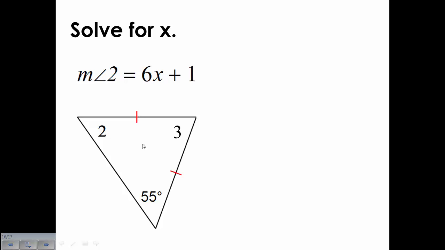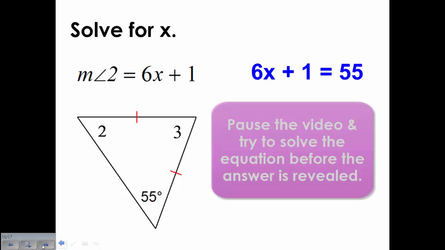Opposite of this side is 55 degrees. Opposite of this other one is angle 2. And up at the top it says the measure of angle 2 is equal to 6x plus 1. We can set that up as an equation because opposite of congruent sides are congruent angles. Pause the video and see if you can solve the problem before I show you the answer.